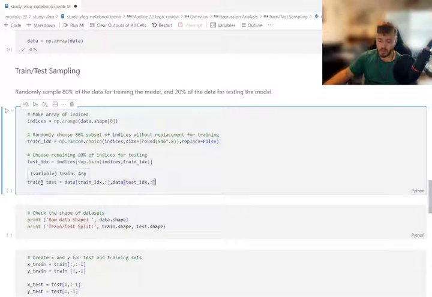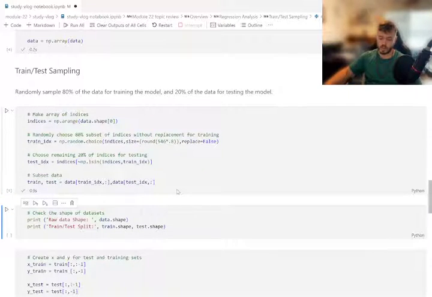And we declare these variables. So now we basically have two different arrays, train and test, to represent the data that we've sampled.